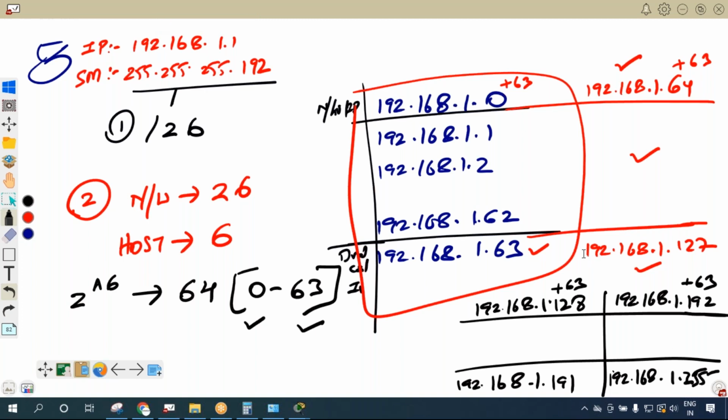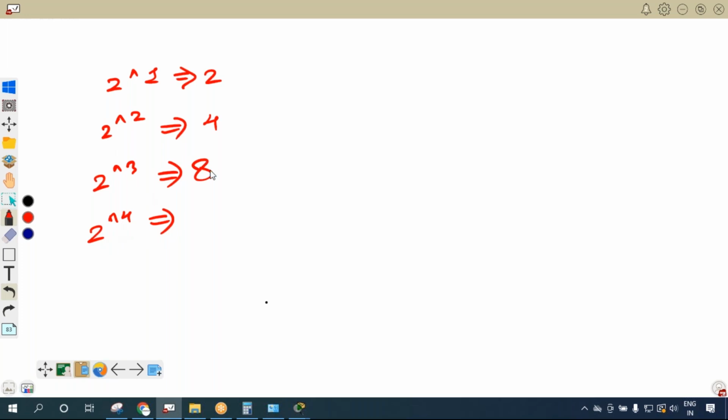Now, how did you get 2 raised to 6 is 64? This is how I got it, from this table. You just have to remember: 2 raised to 1 is 2, 2 raised to 2 is 4, 2 raised to 3 is 8, 2 raised to 4 is 16, 2 raised to 5 is 32. It goes on, 2 raised to 6 is 64. So 2 multiplied 6 times, it is like that.